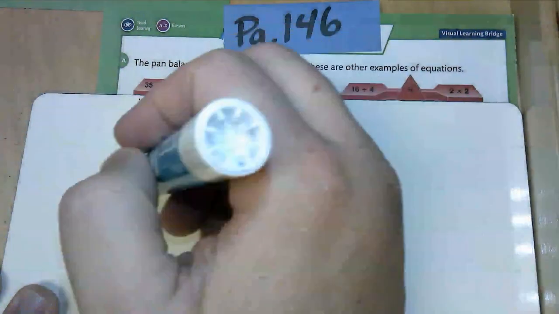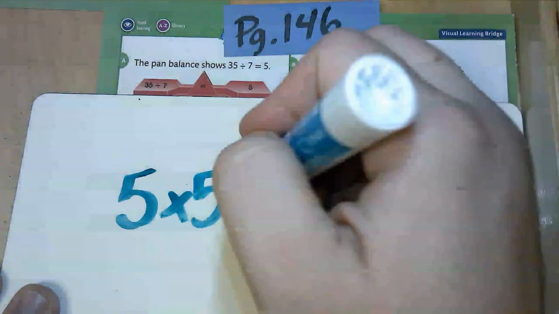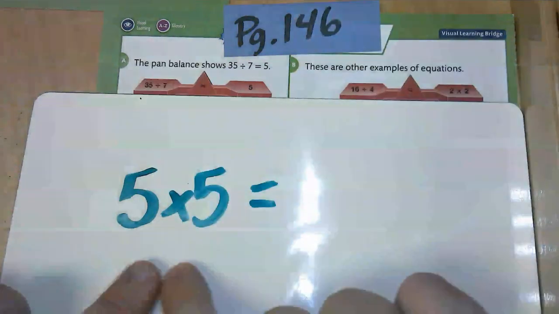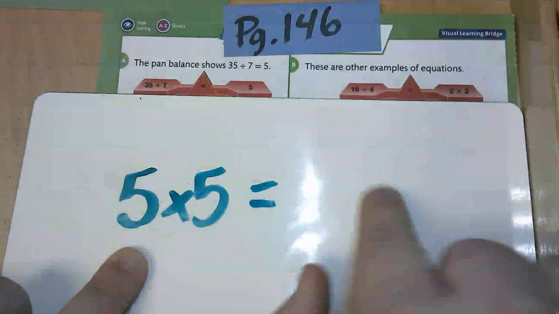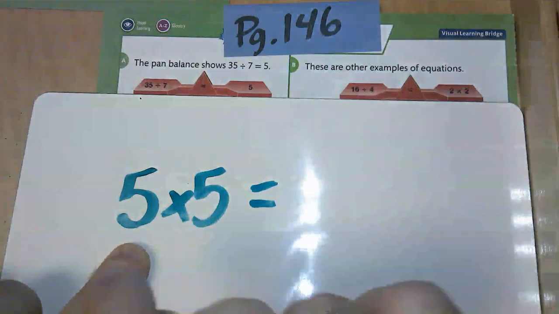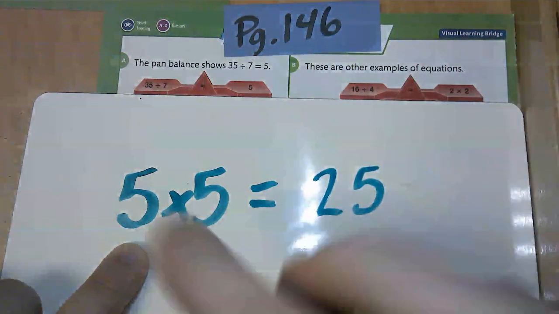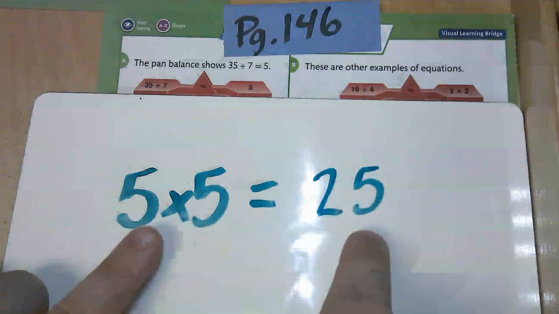And so if we've got 5 times 5, all right, when I put equal to, what I'm saying is, what is this? And then I'm going to write it in a different way over here. Well, 5 times 5 is 25. So I'm just writing that in a different way over here. Okay, the equal sign just means both have to be the same.